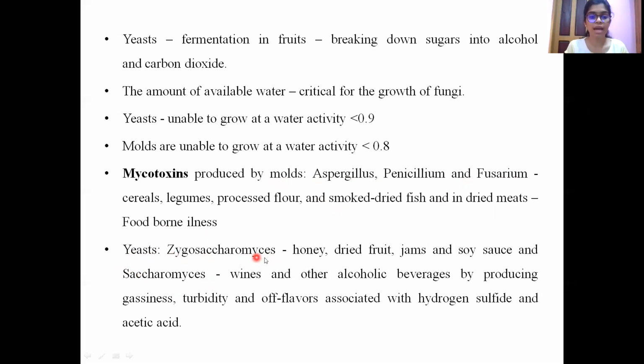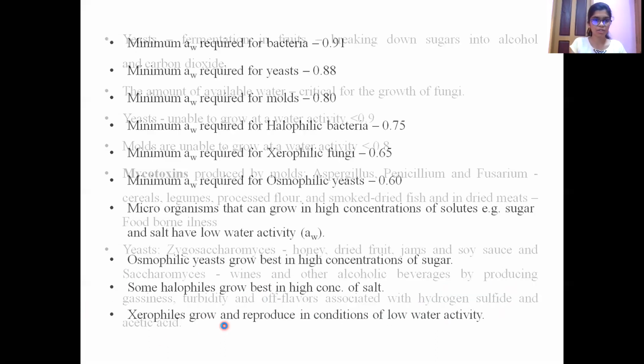This Zygosaccharomyces is one specialized category which can affect very low water activity products also, like honey, dried fruits, jam, and soy sauce. Whereas Saccharomyces will affect alcoholic and other beverages like wines. They generally produce gasiness, turbidity, and off flavors due to the formation of hydrogen sulfide and acetic acid. So we'll move on to the next.